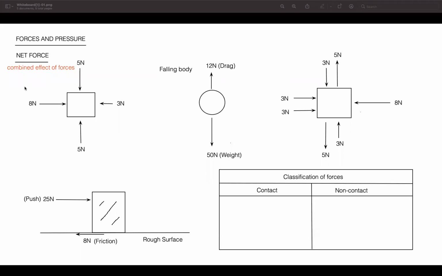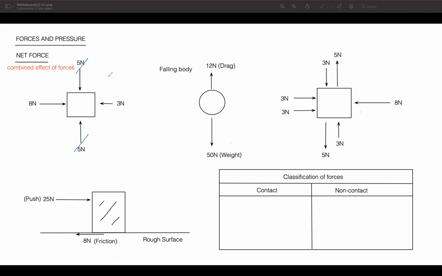Okay, so looking at this diagram, 5 Newton. If I push down with 5 Newton of force and somebody pushes up with the same amount of force, then these forces will cancel out each other. This one will cancel out with this one.